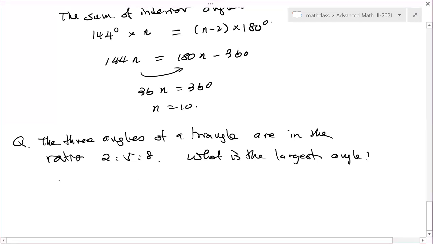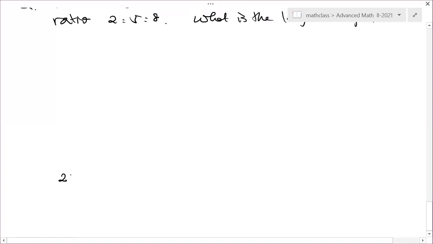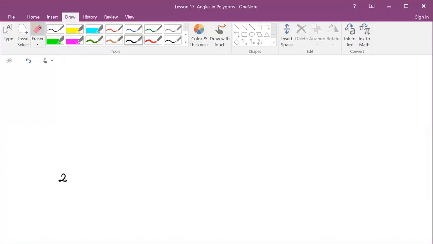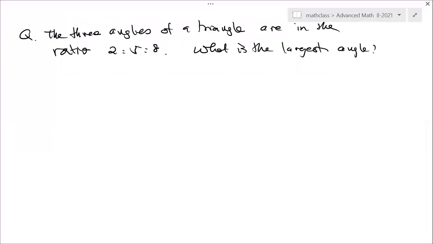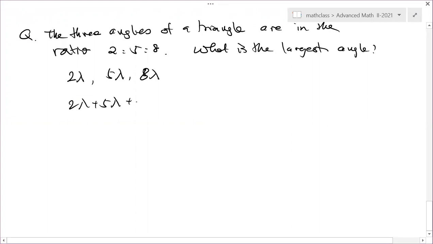All right, so you get the number, the angle can be 2 lambda, 5 lambda, and 8 lambda. Those are three angles. We don't know the value of lambda, but we know the sum is going to be 180 degrees.